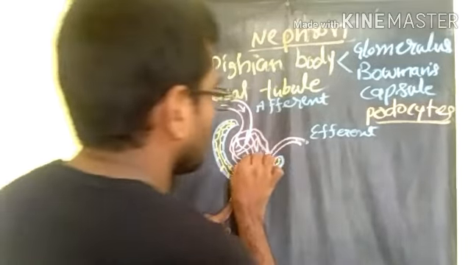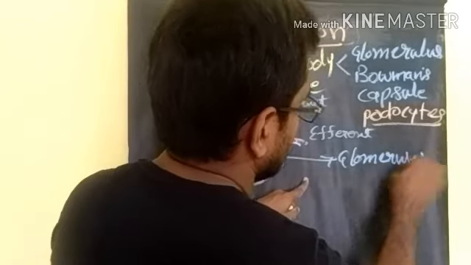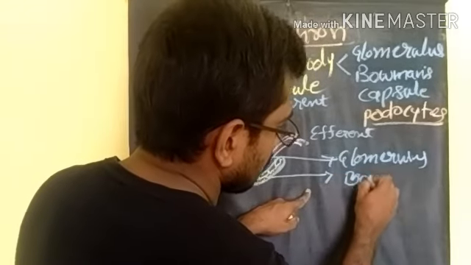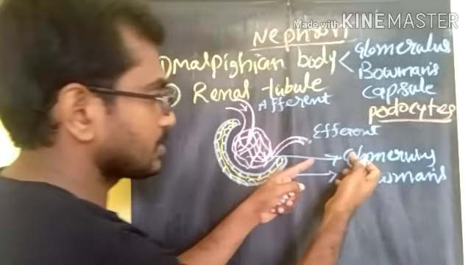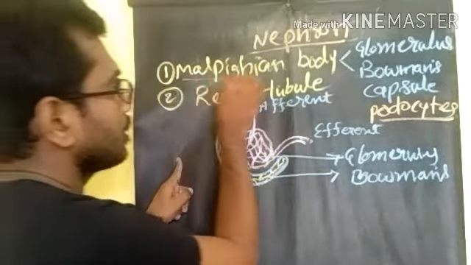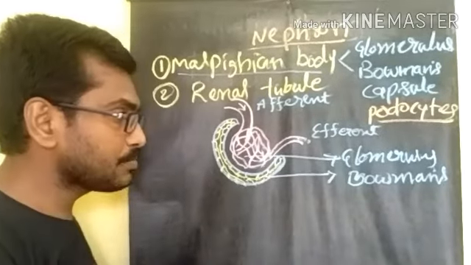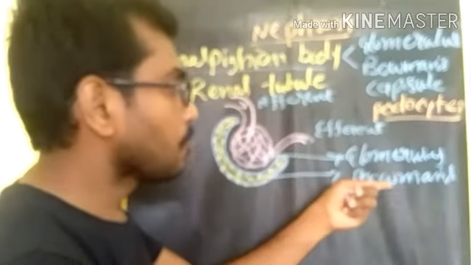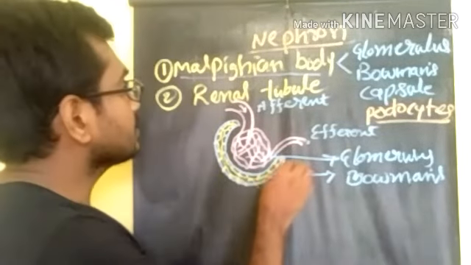What is this? Glomerulus. And what is this one? Bowman's capsule. This glomerulus and Bowman's capsule together we call the Malpighian body. So the Malpighian body consists of the glomerulus, which is formed by the afferent arteriole, and Bowman's capsule, which is made up of podocytes. Okay, so this is the Malpighian body.